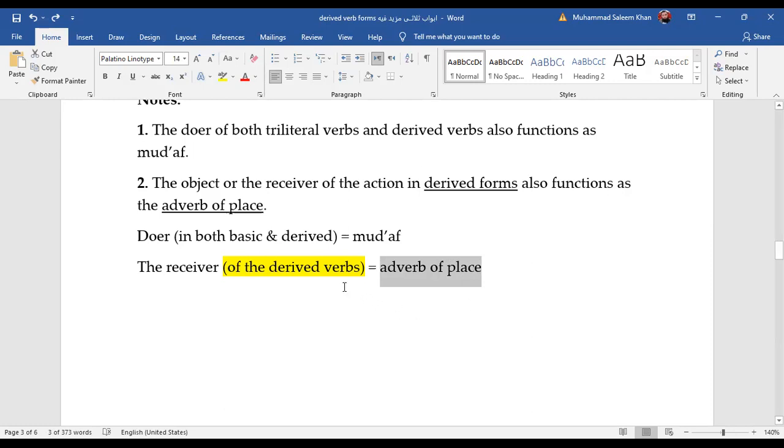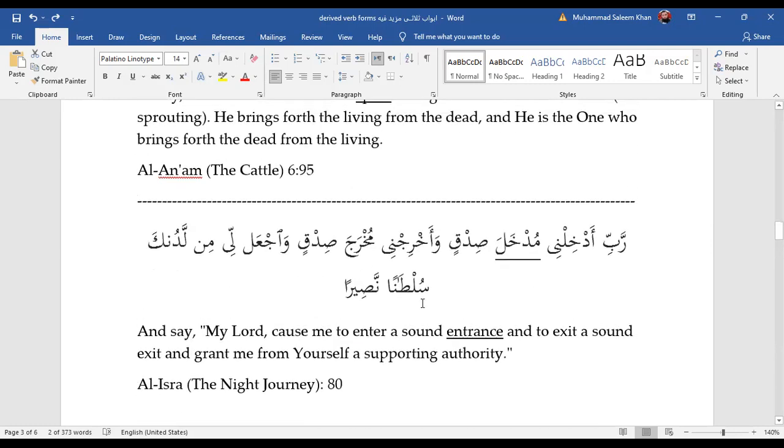Okay. So we have to make a different pattern. But when we talk about the derived forms of the verb, then we don't have to bring in a different pattern. Ismul maf'ul is also used as adverb of place. We pray in masjid, we say masjid. If there is a small place of praying, what do we call that? Sajjada. That small place where we pray, like a musalla.